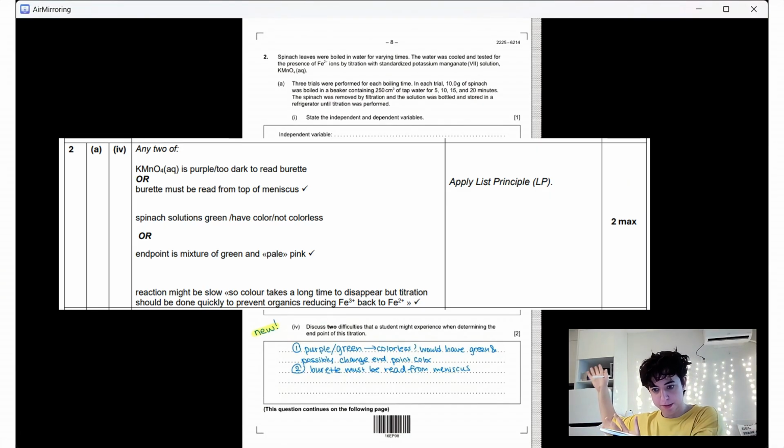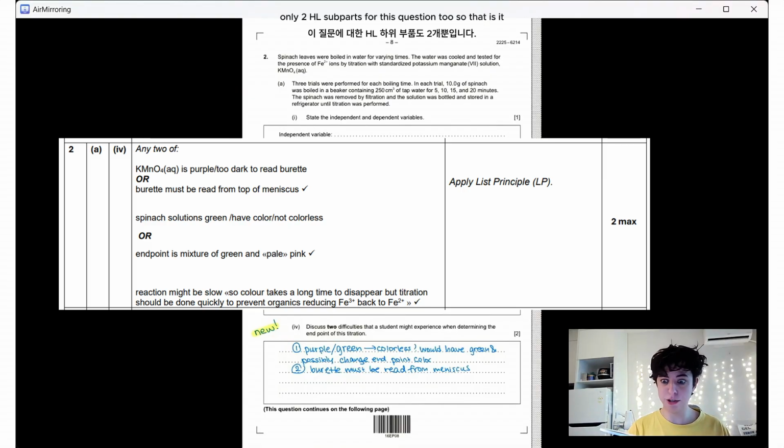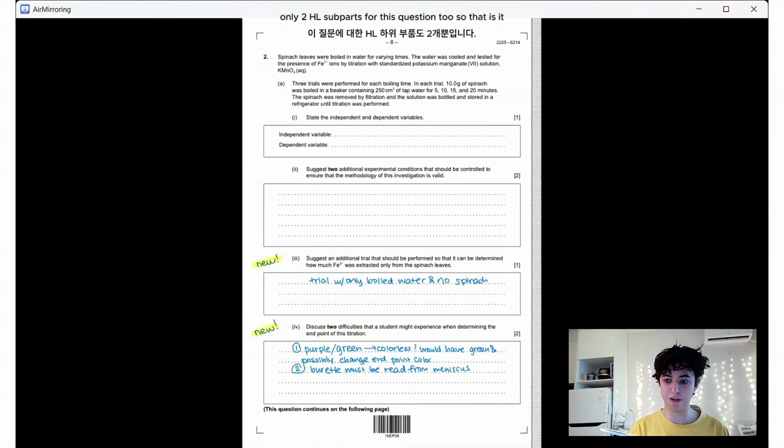I'll put a screenshot of the mark scheme here. But yeah, so that is the only two HL subparts for this question 2. So that is it.